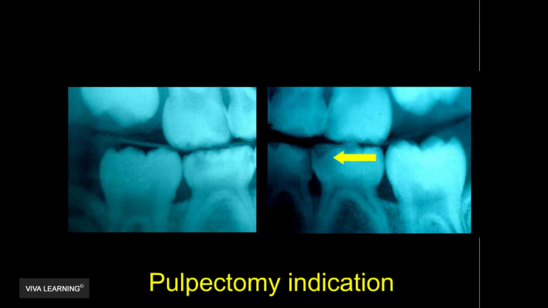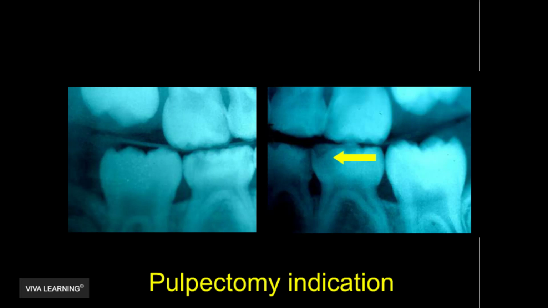So in my practice, when I see a situation of this sort, I will remove this tooth and put in a band and loop space maintainer, because the chances of success of a pulpectomy on a first primary molar is substantially lower than it is on a second primary molar. That has to do with the actual anatomy of the pulp chambers themselves.